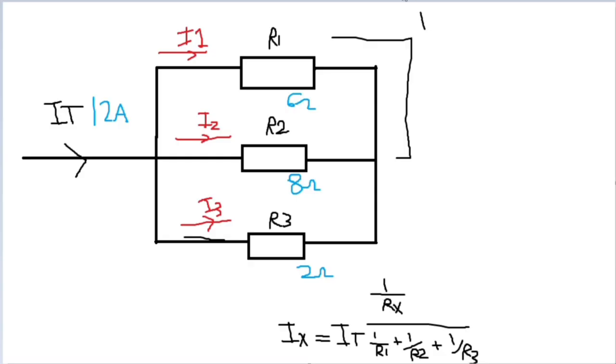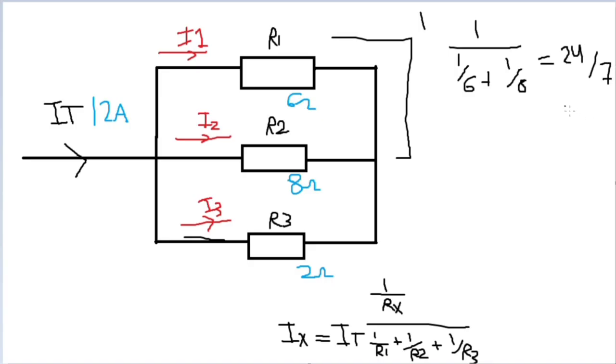Okay, so then let's try this method using this example. First off, we'll combine R1 and R2 by using the formula. So we go 1 divided by 1 divided by 6 plus 1 divided by 8, and that would give us 24 divided by 7.